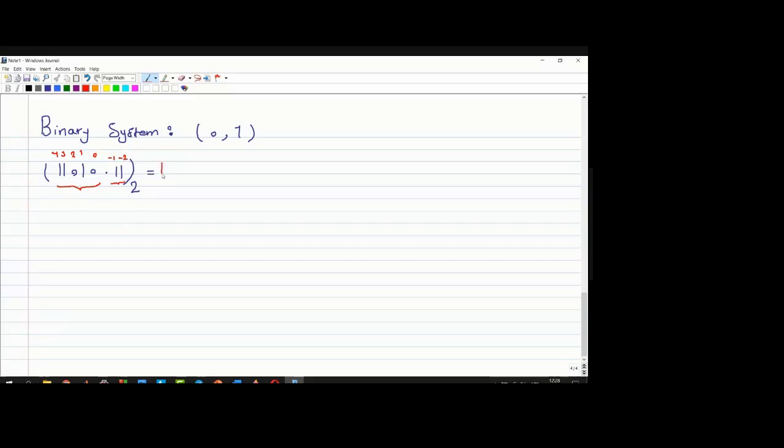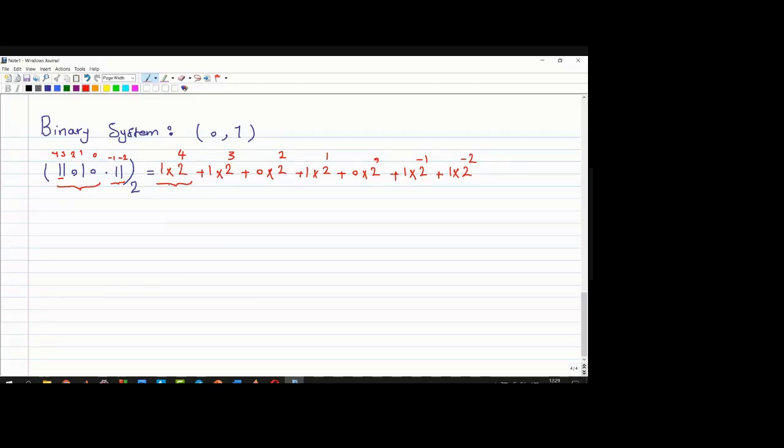Okay, I can rewrite it: 1 times 2 to the power of 4, plus 1 times 2 to the power of 3, plus 0 times 2 to the power of 2, plus 1 times 2 to the power of 1, plus 0 times 2 to the power of 0, plus 1 times 2 to the power of minus 1, plus 1 times 2 to the power of minus 2.